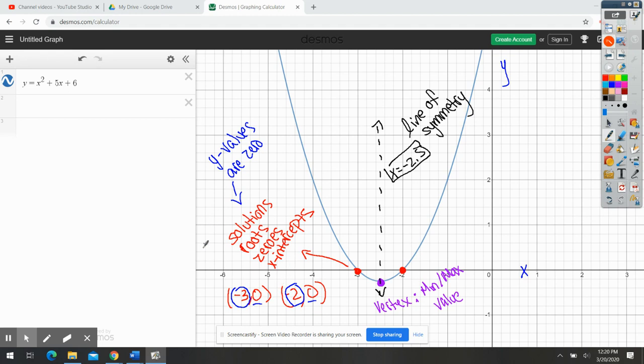Really the most important piece here are our solutions. These 2 points, -3 and -2, are where the parabola hits the x-axis. That's where you would locate your solutions and or roots, zeros, x-intercepts, any of these 4 phrases you need to know.